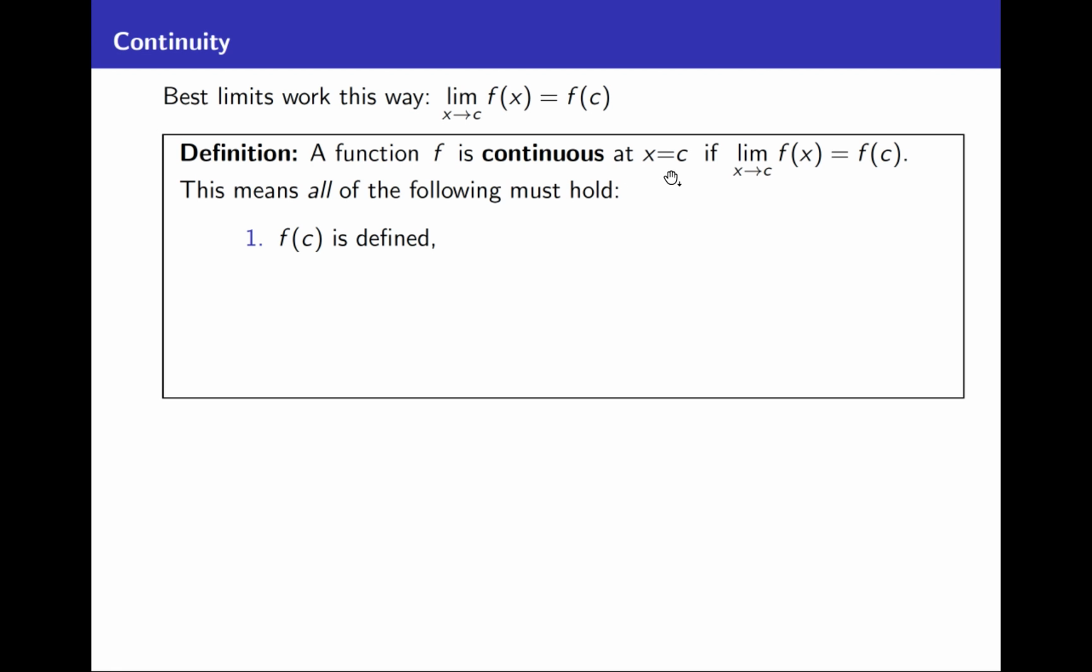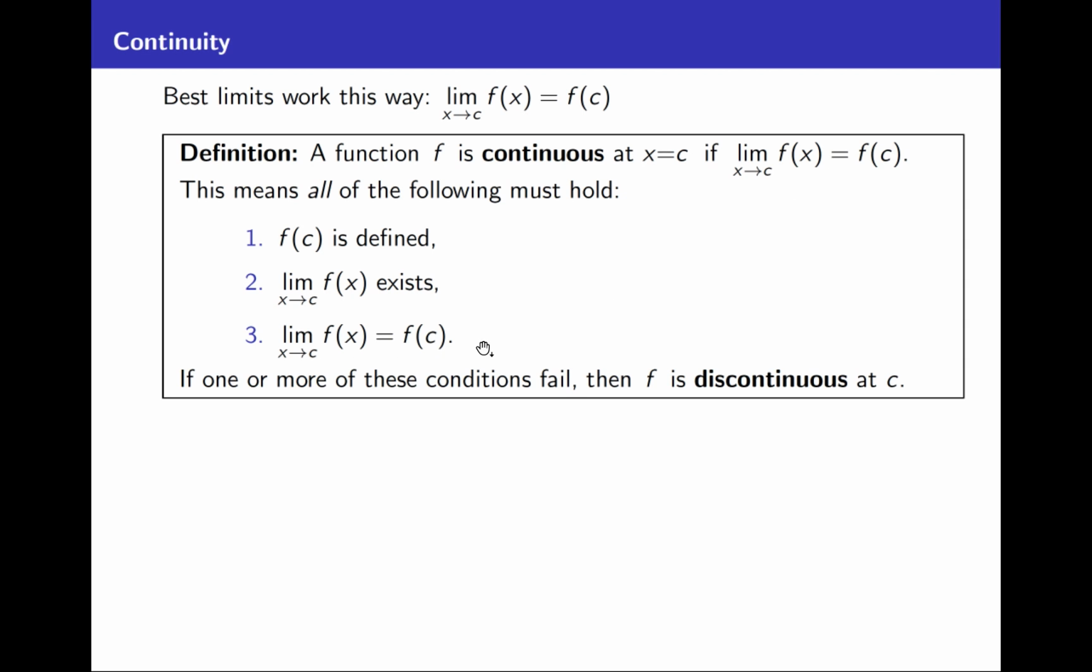Notice that the limit as x approaches c of f of x equals f of c means that all of the following must hold. First of all, f of c has to be defined if this limit is going to equal it. Secondly, this limit has to exist. And finally, this limit that exists has to be equal to the f of c that's defined. Those two things have to be equal, as stated here.